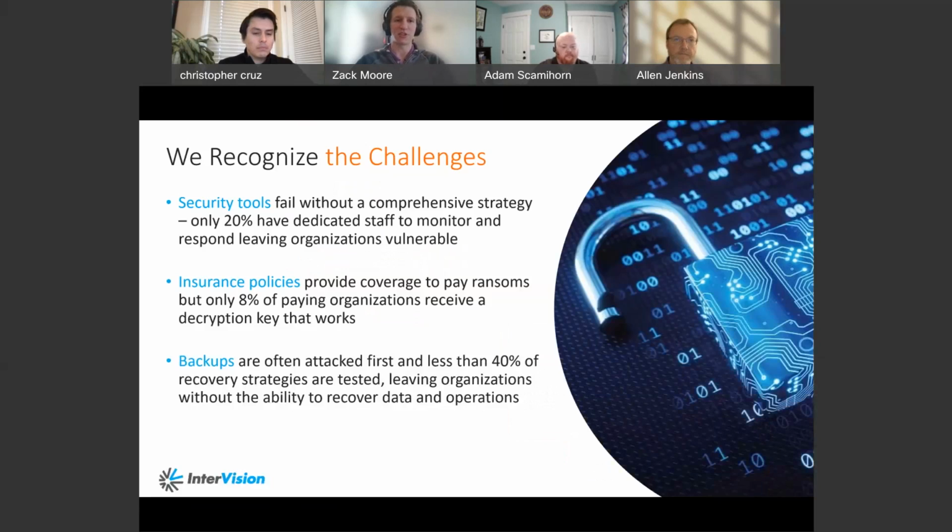And we recognize these challenges. Without a comprehensive strategy in place, many of our customers have tools in place, but only about 20% have dedicated staff to monitor and respond, meaning that your organizations are vulnerable.